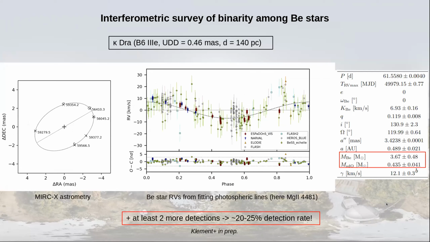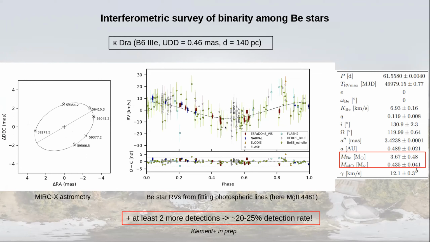So I was able to obtain another orbit, this time for Kappa Dra, and this is including archival Mercator data as well. And here I decided, because there was nothing great in the literature, even though there is a preliminary orbit, to measure my own RVs.